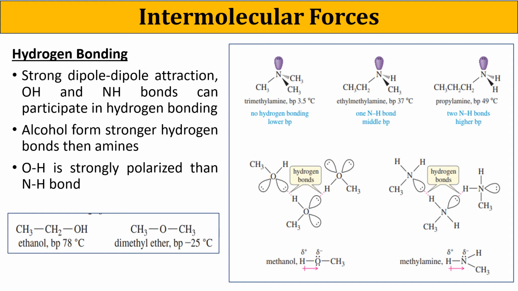Alcohol forms stronger hydrogen bonds than amines. The O-H bond is more strongly polarized than the nitrogen-hydrogen bond. Why do alcohols form stronger hydrogen bonds than amines? Because oxygen is more electronegative than nitrogen, thus the O-H bond is more strongly polarized than the N-H bond.